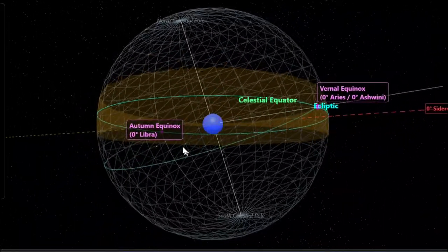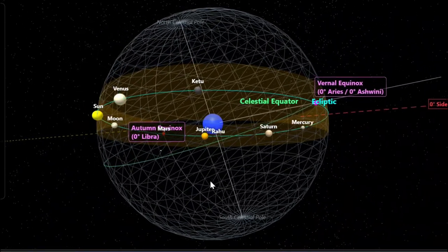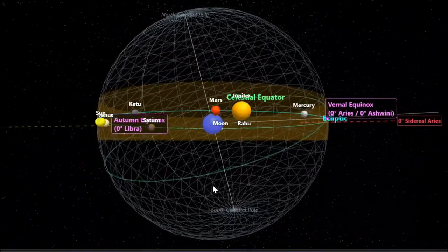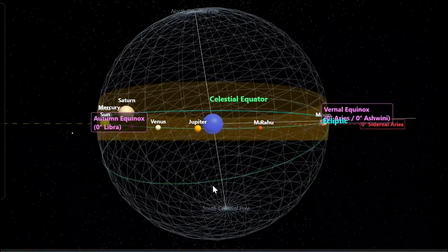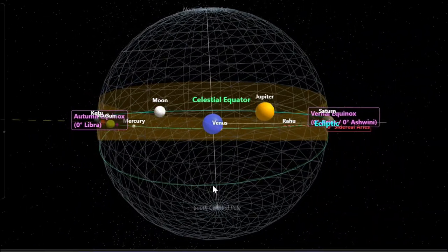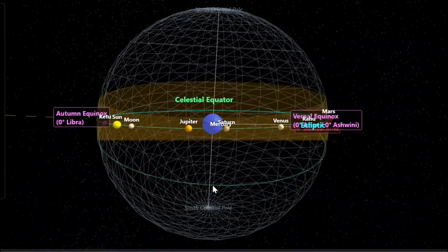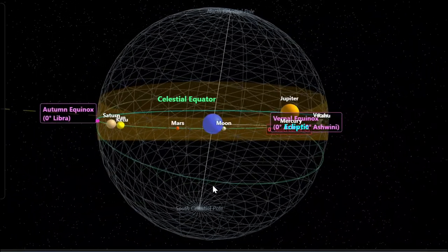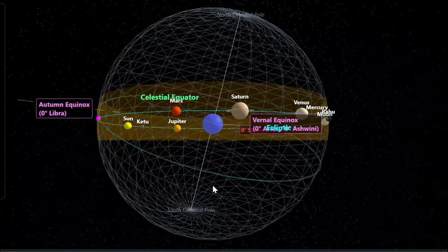See, when we are viewing from Earth, this is known as geocentric view. It seems that all the planets are moving around Earth because we are viewing from Earth, although they are moving around Sun, which is known as heliocentric view. But from Earth, it feels that all the planets are moving around the Earth. Now, we just take the path of Sun.